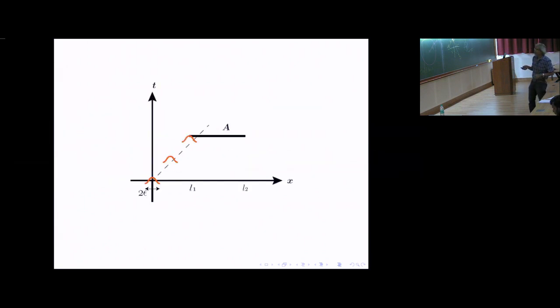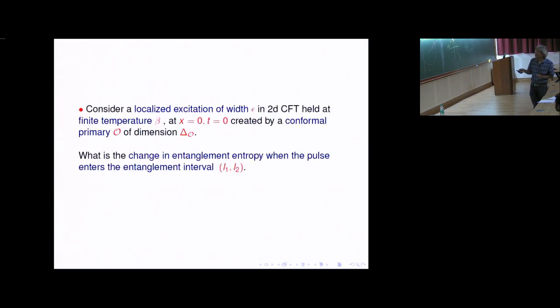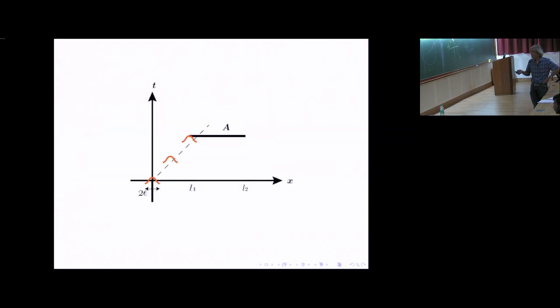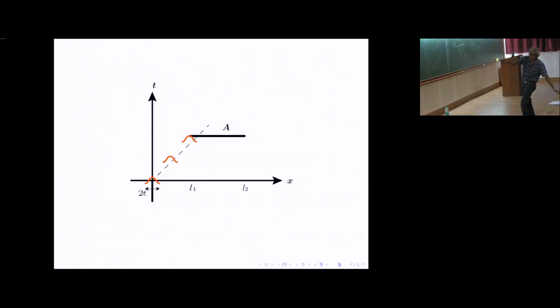We consider a localized excitation in the theory. This is a 1+1 dimensional theory. So we have this localized excitation, a pulse which we create by inserting a primary operator O of dimension delta. It's created at x equal to 0, at t equal to 0, and then we evolve it in time. It travels on the null cone. And then we observe the entanglement entropy between L1 and L2 after time t.